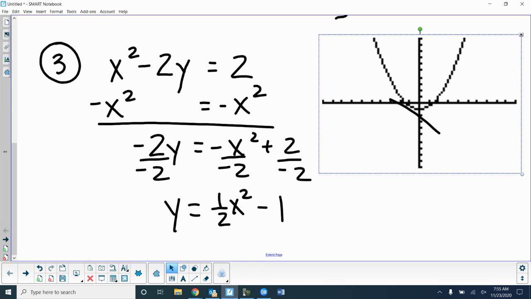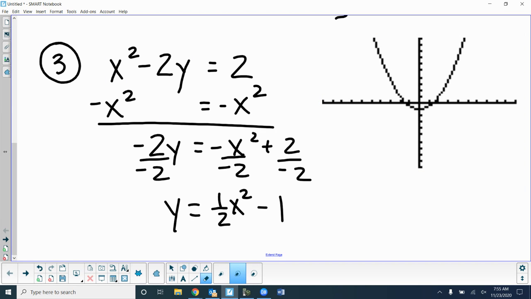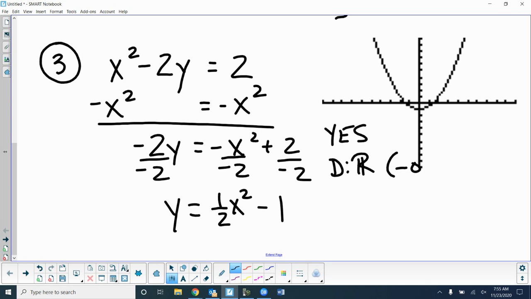All right, if I draw a vertical line anywhere through that, I'm going to hit once, right? So the answer to this would be yes for function. For all parabolas that open up, the domain is all real numbers. If you want to put it in interval form, that would be negative infinity to positive infinity. The range is from here up, right? There's no y values below that.